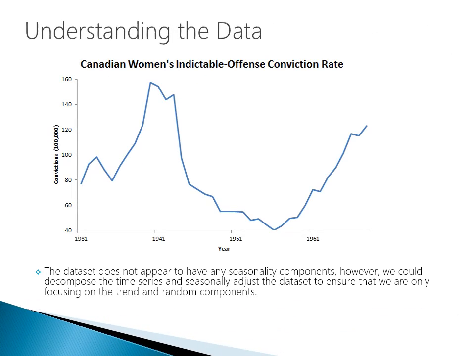Before we dive into the model itself, let's take a look at the shape of our time series plot. Now, the data set does not appear to have any seasonality components. However, we could decompose the time series and seasonally adjust the data set to ensure that we're only focusing on the trend and random components. We talked about seasonally adjusting earlier in the presentation, and that is something that we could do before we go about the modeling aspects. So we can incorporate other techniques into our time series work.